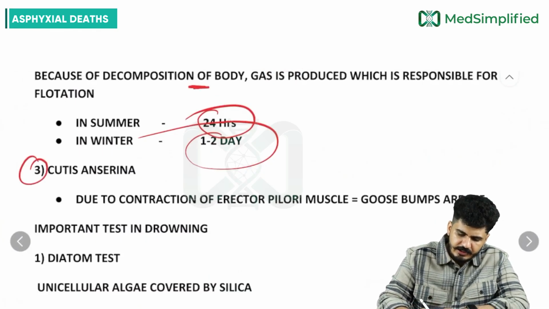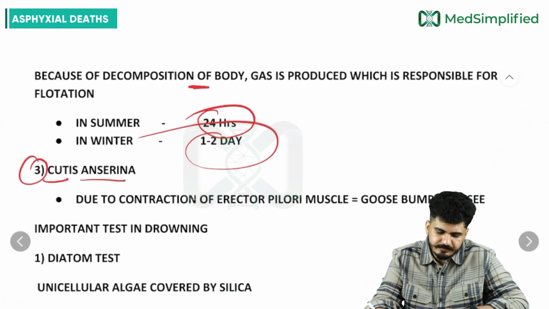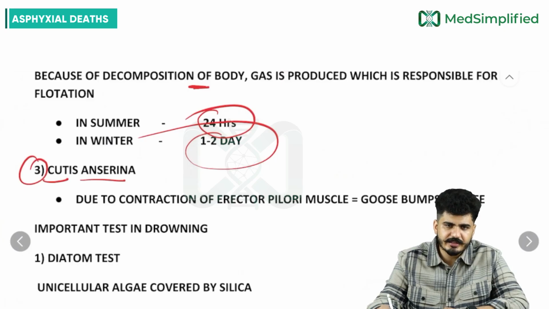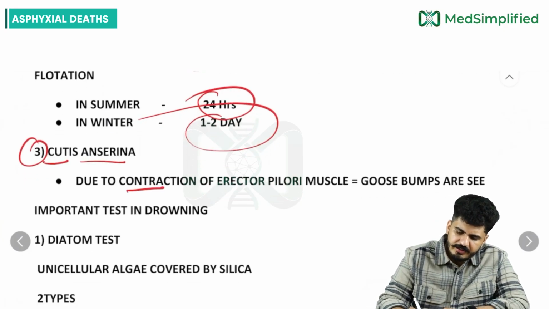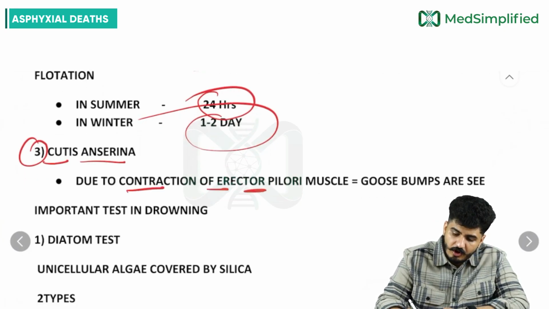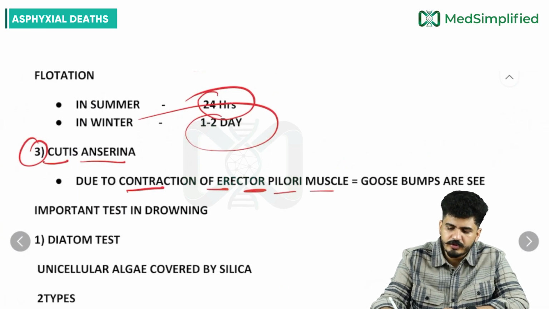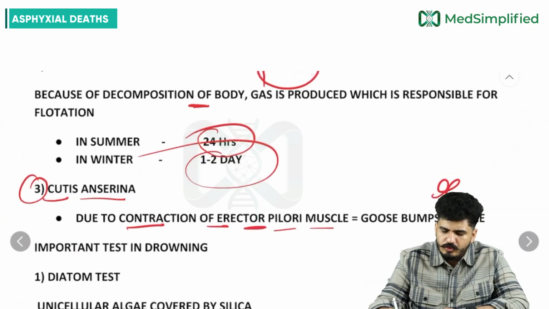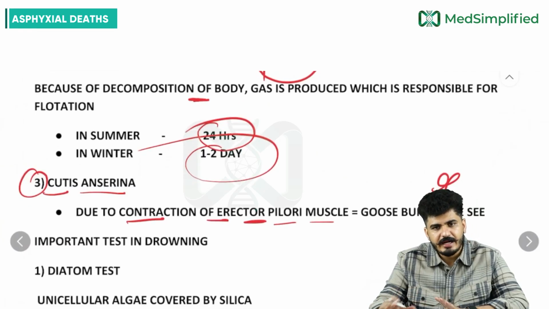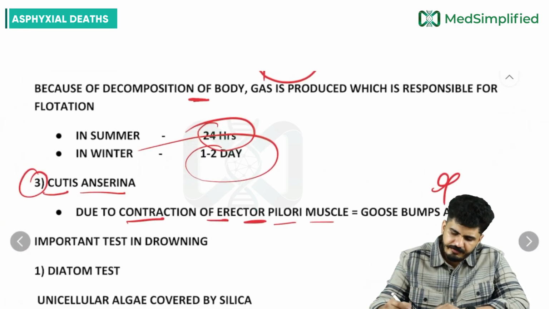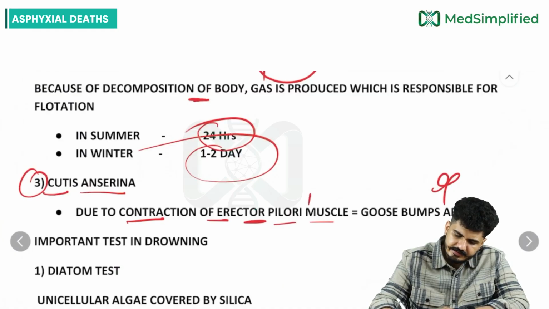Now another thing is cutis anserina. Due to the contraction of the erector pili muscle, goosebumps are seen. And goosebumps can be seen in both antemortem and postmortem. See why this erection is there? Because of the rigor mortis.